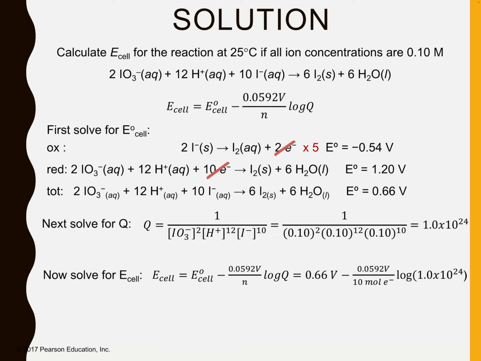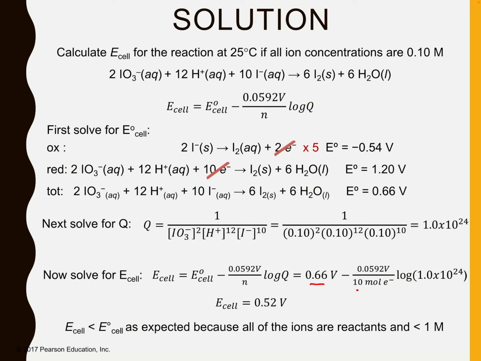So when we plug that in here, we've got our E naught of the cell, which we calculated, 10 moles of electrons, and a very large number for Q. That's going to give us a positive value coming out of the log, which means we're going to get E naught of the cell minus something. Just like we would expect, our E of the cell is smaller than E naught of the cell because our Q is so large, right? All of the ions are reactants. They're all less than 1 molar. So there you are.